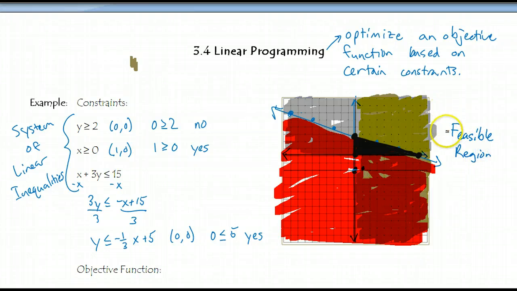The reason it's my feasible region is that it's all the ordered pairs that make this system of inequalities true. And in this case, I have a bounded feasible region. It means that I have a feasible region that's closed. My other regions in this graph are unbounded. This triangle is bounded. So I've done step 1 of my linear programming process. I've graphed my system of linear inequalities to come up with the feasible region.